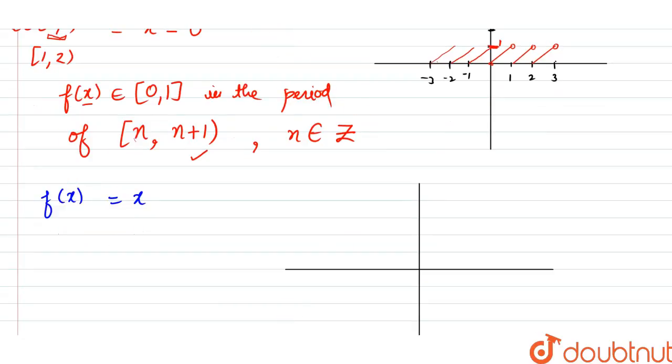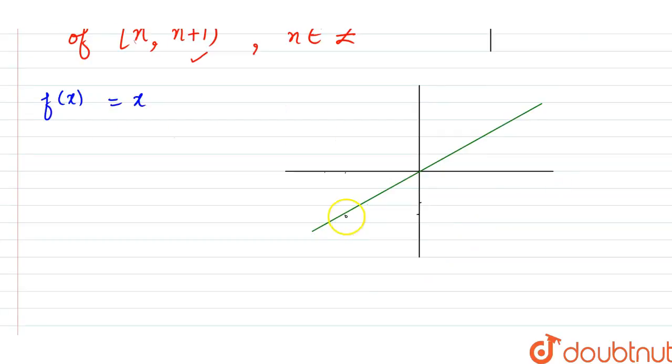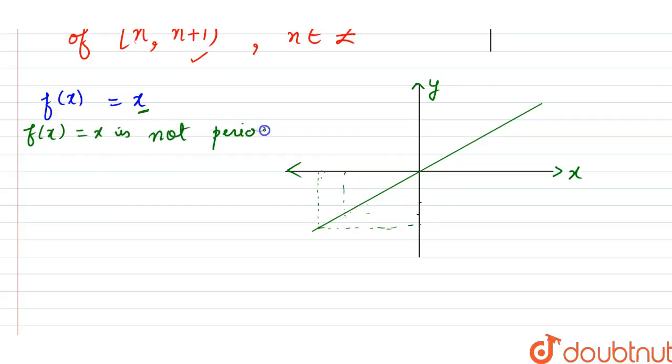This is a straight line graph passing through origin, and from the graph we can see that there is no value in the domain x for which the function is attaining its value again. In fact, we can see that corresponding to each x, the function is attaining a distinct value every time. So we can say that f of x is equals to x is not periodic because it is not attaining the same values in some interval.